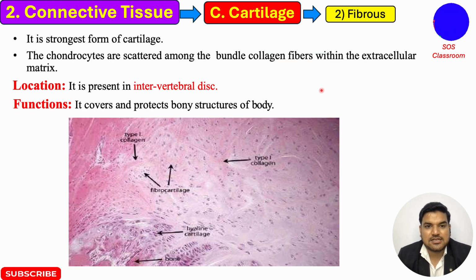Next is the fibrous cartilage. Fibrous cartilage means tough cartilage. It is the strongest form of cartilage, made by chondrocytes scattered among bundles of collagen fibers within the extracellular matrix. Location: intervertebral disc. What is its function? It covers and protects the bony structures of the body. You can see this is the fibrocartilage, hyaline cartilage, bone, type 1 collagen.